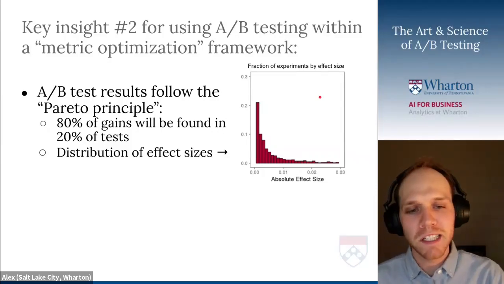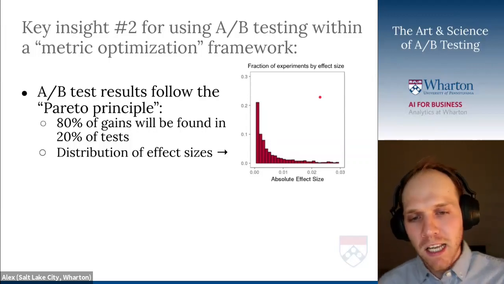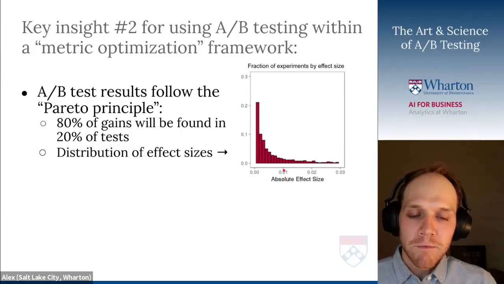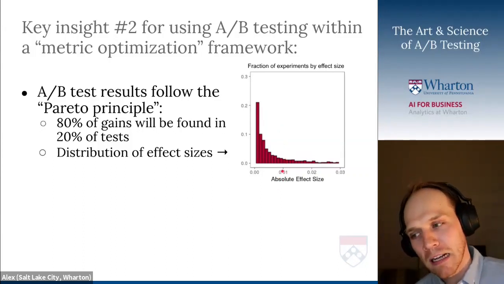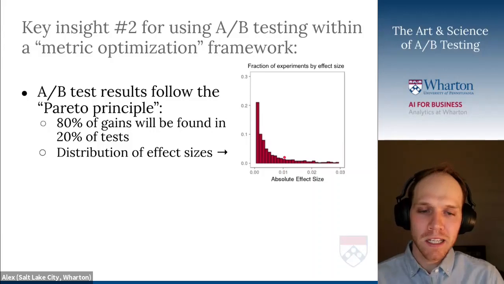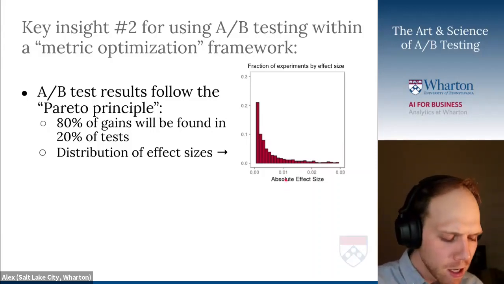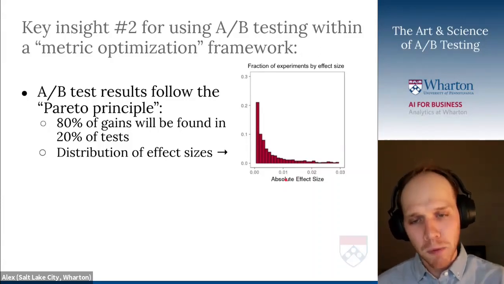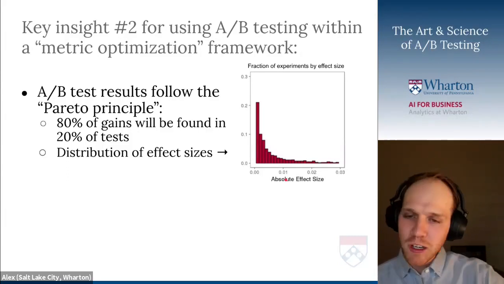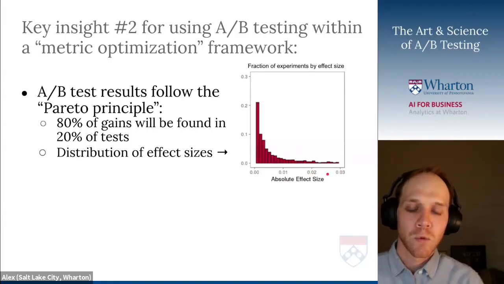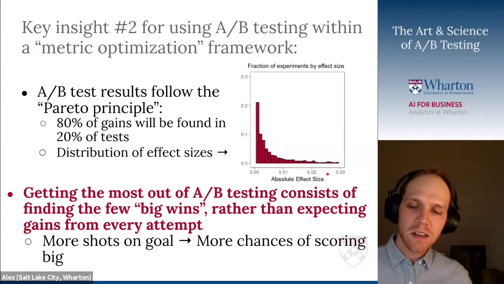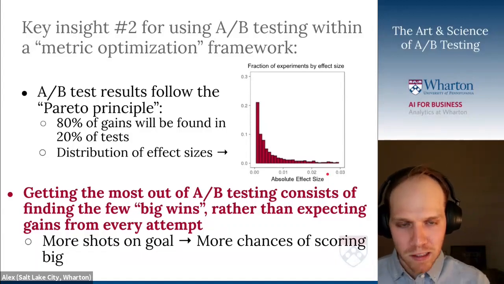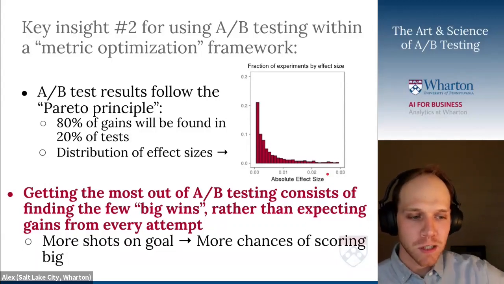So this is a distribution of effect size that I've measured in my data set of close to 3,000 A/B tests. And what I find is that nearly 50% of all experiments move the conversion rate on the website by less than 0.1%. And so what that means is that many of the experiments that you're going to be running, the effect sizes are going to be small. But there's going to be a small subset of experiments with very large effect sizes, right? And so the key insight here is that getting the most out of A/B testing consists of finding those few big wins rather than expecting little wins from every single experiment that you run, right?